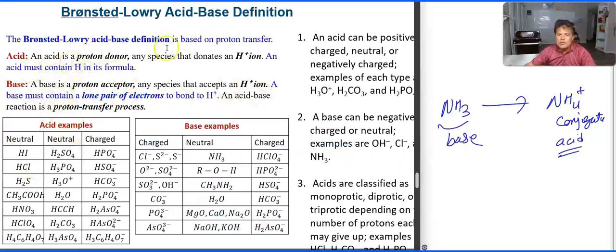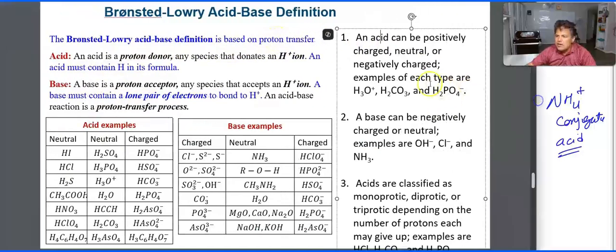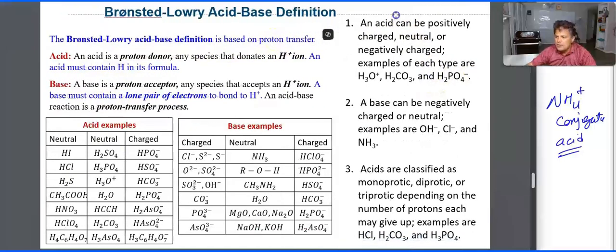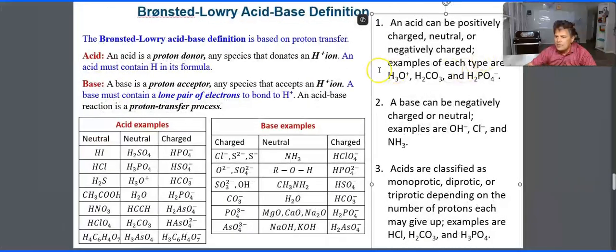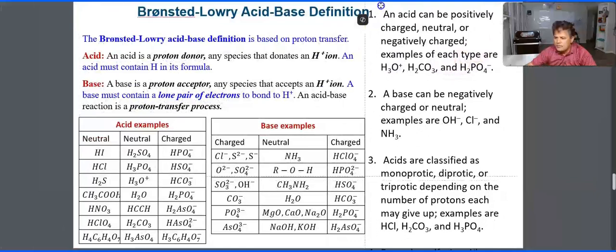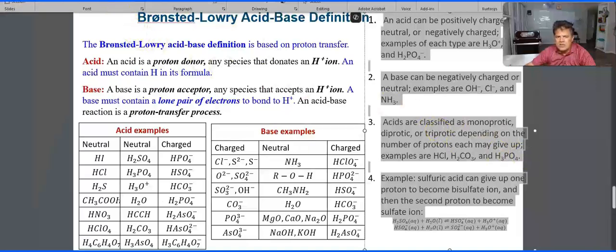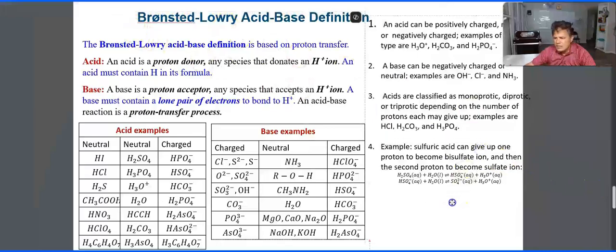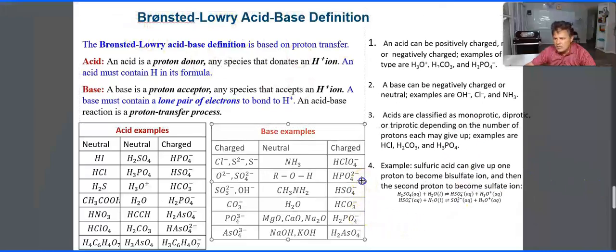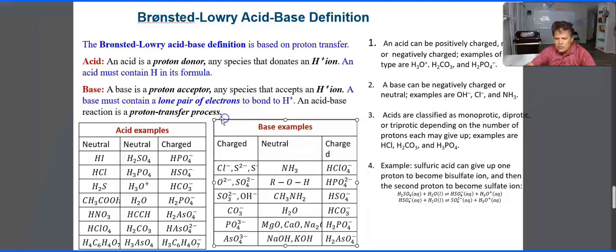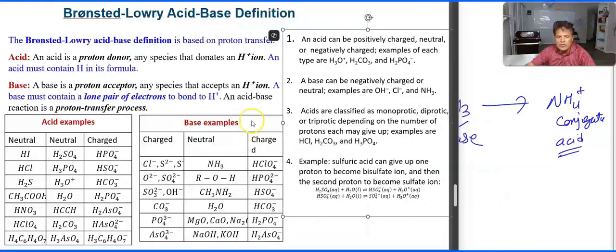So now let's see here, the Bronsted-Lowry acid-base definition is based upon proton transfer, right? It's based upon proton transfer, and that reaction is the proton transfer reaction. Okay, so now let's see, these are examples of acids: HI, HCl, H2S. These all are Bronsted-Lowry acids.